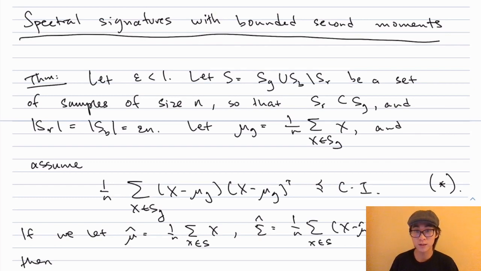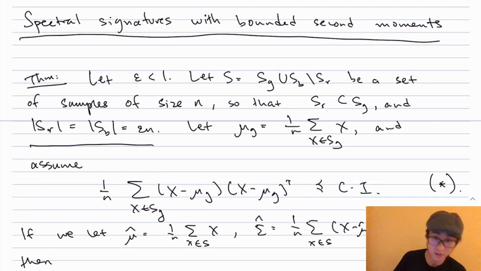Let S be a set of points of the form that hopefully by now we're familiar with. So S is equal to S sub good union S sub bad minus S sub removed, where S sub removed is a set of points I remove from S sub good, and S sub bad is a set of points I add, and neither of these sets has large cardinality, so their cardinalities are both upper bounded by at most epsilon n.